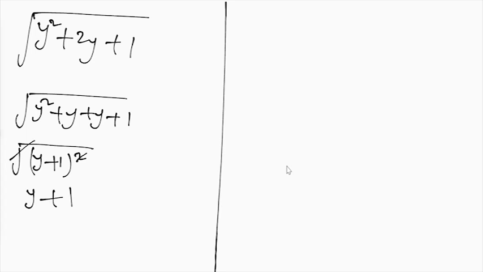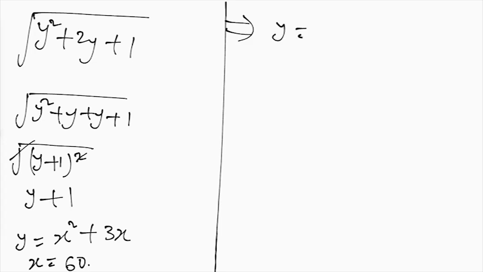But then don't forget that we said y is equal to x squared plus 3x. Don't forget this. y equals x squared plus 3x, and also x equals 60. So if we substitute 60 in this expression, it implies that y will be equal to 60 raised to power 2 plus 3 multiplied by 60.